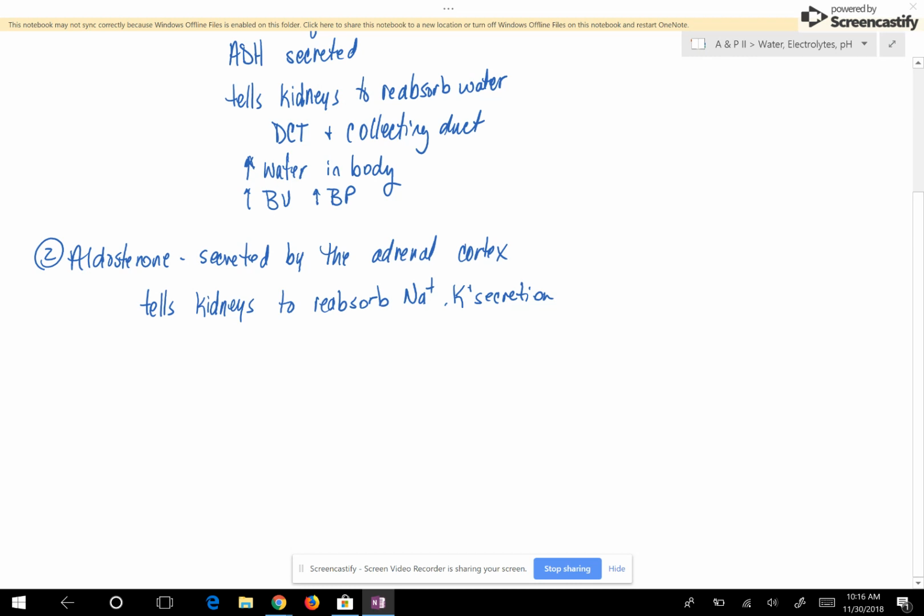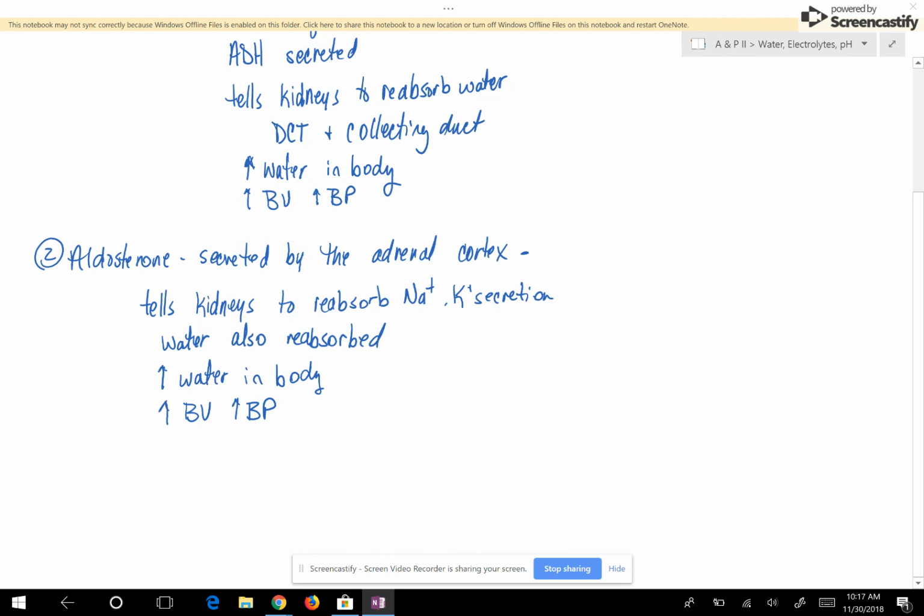Okay, reabsorb sodium, potassium secretion. Water is also going to be reabsorbed. And this is going to increase water in the body. And this increases blood volume, and that also increases blood pressure. I want you to remember that aldosterone is secreted by the adrenal cortex, but it's secreted for various reasons.